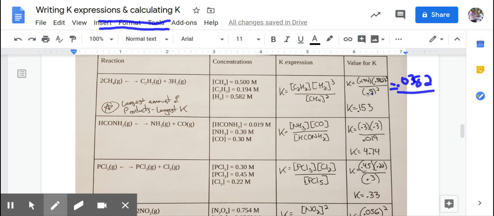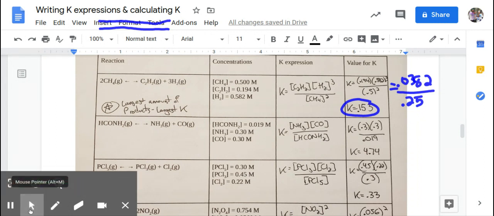Divided by 0.5 squared. 0.5 squared is 0.25. So if you divide 0.032 by 0.25, you get 0.153. So again, if you're not agreeing with the numbers that I get, work it out. Find the numerator, find the denominator, and then divide them together.